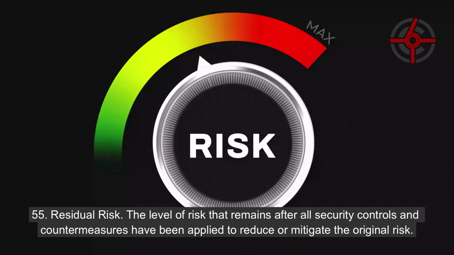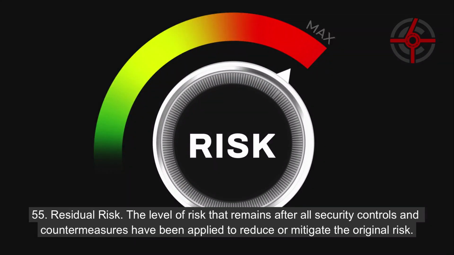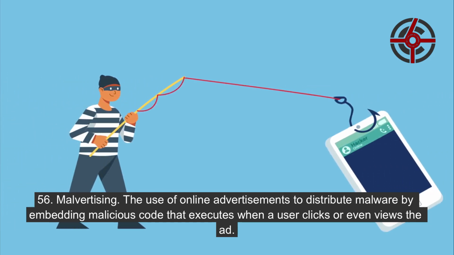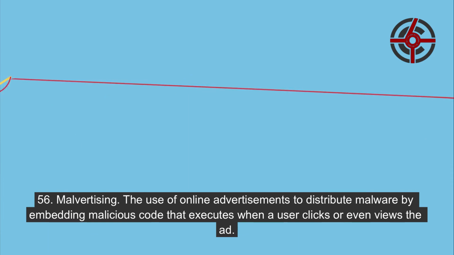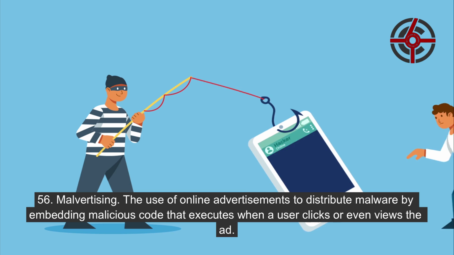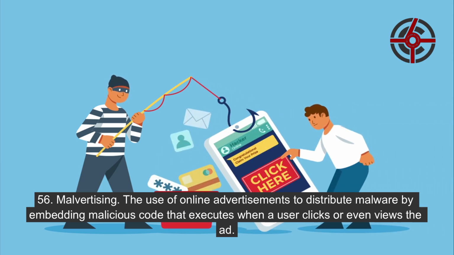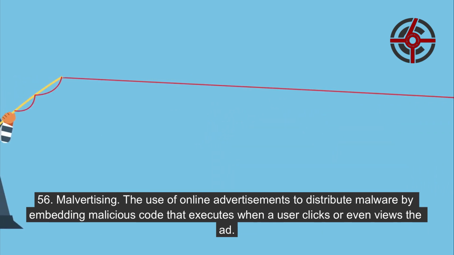55. Residual risk, the level of risk that remains after all security controls and countermeasures have been applied to reduce or mitigate the original risk. 56. Malvertising, the use of online advertisements to distribute malware by embedding malicious code that executes when a user clicks or even views the ad.